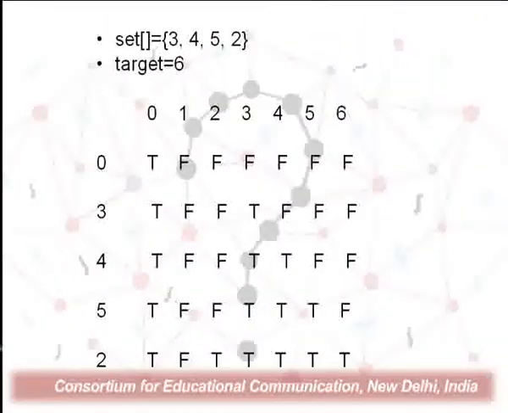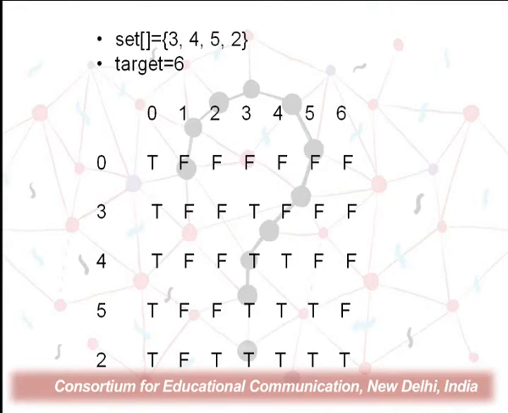So let us quickly take a look at the example where we have a set 3 4 5 2 and the target is 6. So we have constructed a Boolean array whose number of columns is total 7, which is starting from 0 to 6. As I have already told you, this will be target plus 1, and the number of rows will be n plus 1, where n is the number of elements in the set.